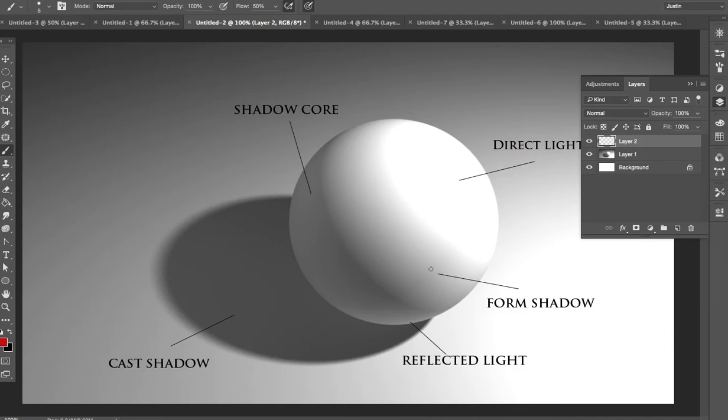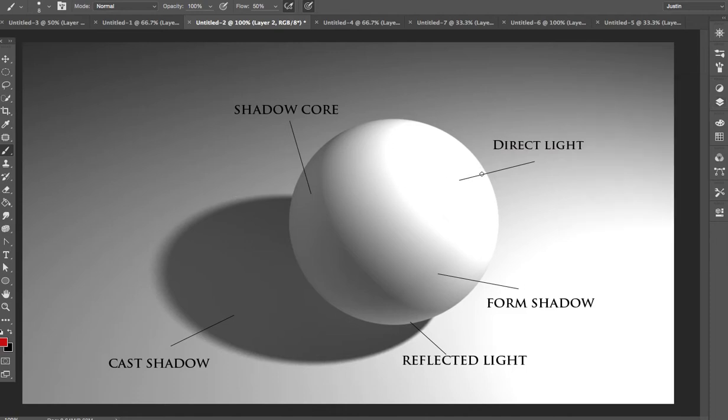Now, if you aren't aware of how to look for structure in terms of value, this is an important diagram to look at. So there are basically lights and darks. When you're breaking down any kind of volume that's being hit by light, it breaks down into two things: lights and darks.